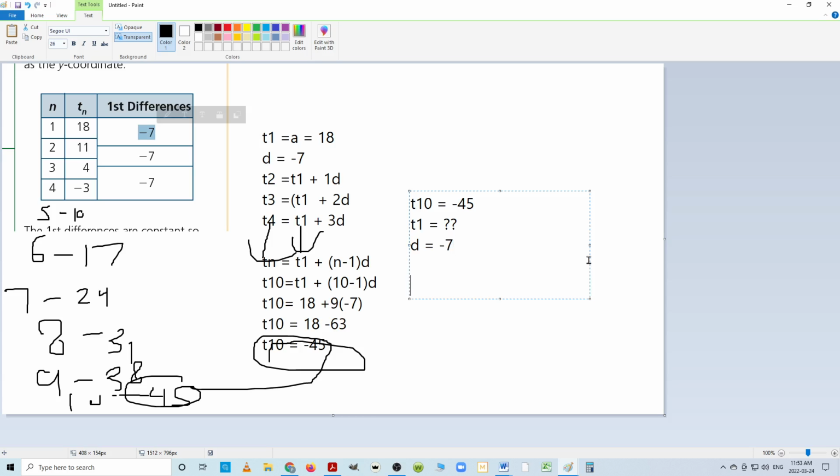Well, I can still plug that into the formula. Tn is equal to the first term plus the difference times n minus 1. So if I'm looking for the 10th term, it would be T1 plus the difference times 10 minus 1, times 9, 9d. Well, they gave me the 10th term up above. It's minus 45. They didn't give me term 1, but they did give me the difference, minus 7. Minus 7 times 9 is minus 63, like that. And now all I have to do is solve for term 1. I add 63 to both sides, and I get this.